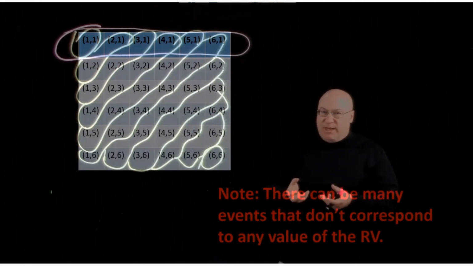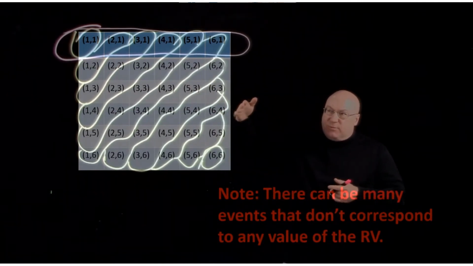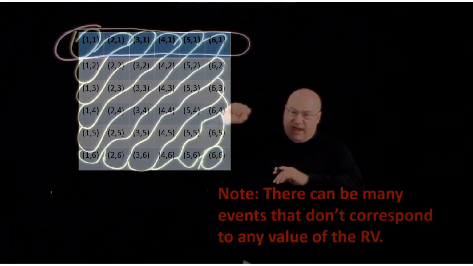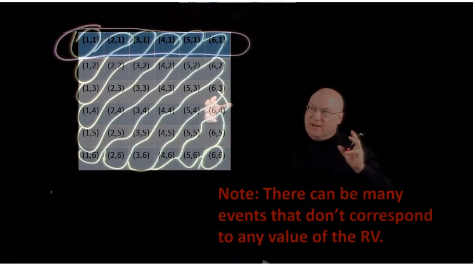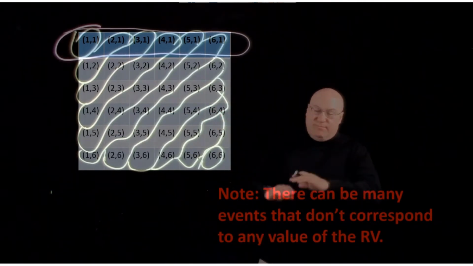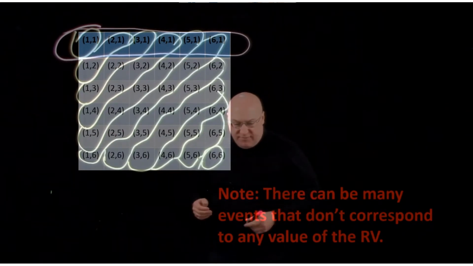When I have my random variable, I've broken the sample space up into a particular set of events that are separate from each other and cover the whole sample space, right? But that doesn't mean I've got every event I can think of. Most of the time I wouldn't have every event that I can think of.